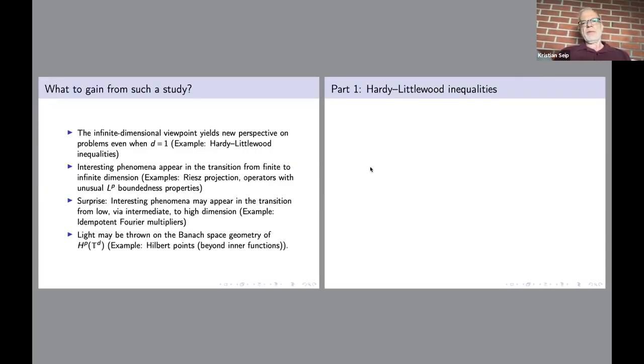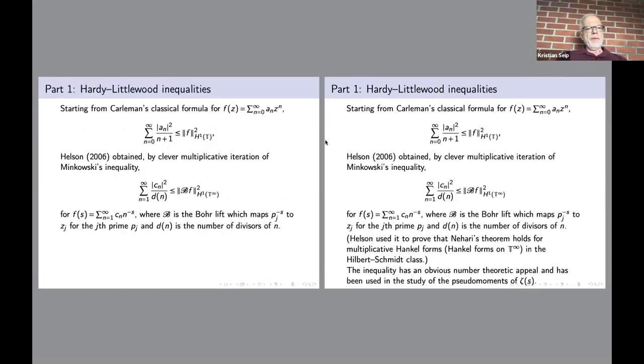I use the word Hardy-Littlewood inequalities because Hardy and Littlewood studied lots of such inequalities that we will see, but it's fair to say that they of course didn't really care so much about the constant involved, and we really care because in our case we are interested in the case when the constant is 1. I'm now telling you about work done by Helson in 2006. So Helson did the following.